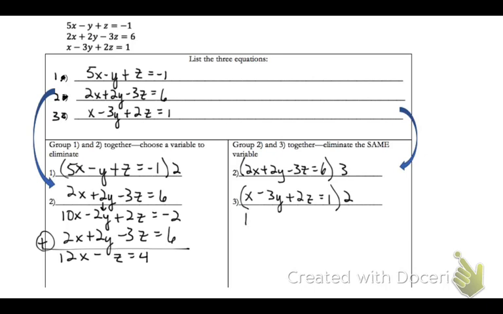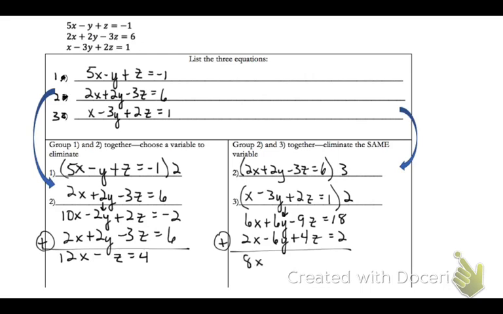Now here I'm multiplying both equations by something, so I just need to be sure that I distribute. And then my bottom equation, 2x minus 6y plus 4z will equal 2. And then my y's, I need to eliminate the same variable in each equation set, are opposite, so I need to add. So 8x minus 5z equals 20. Now I've got my two variables to group into the next step. So let's rewrite these now in the next step.